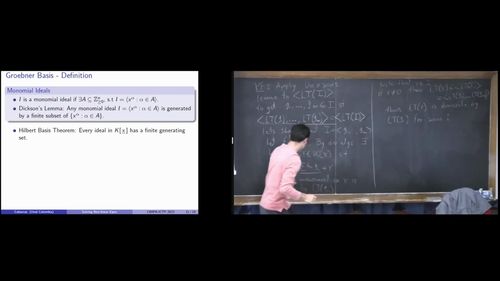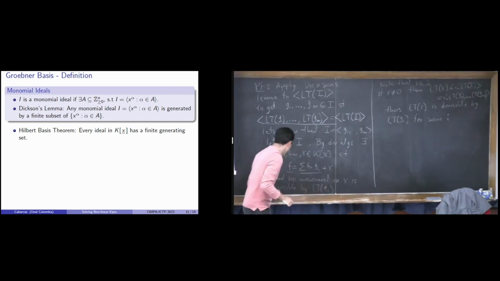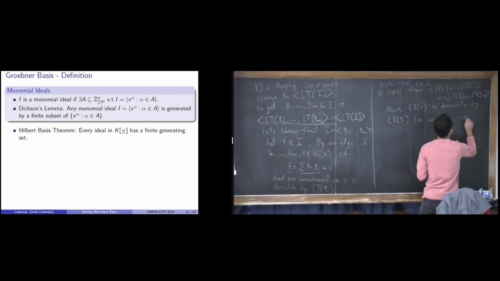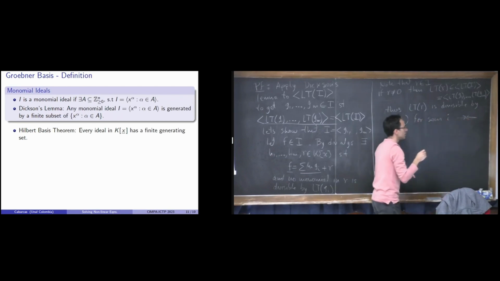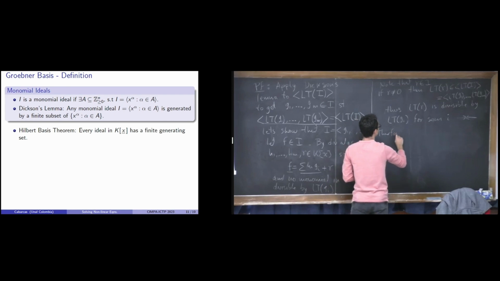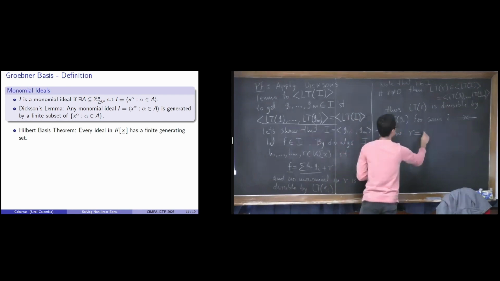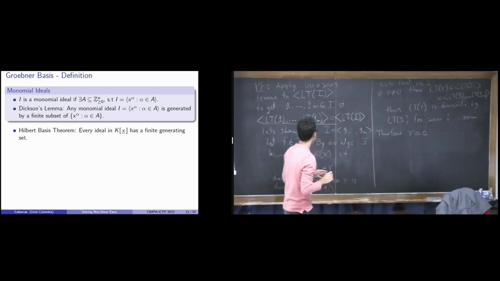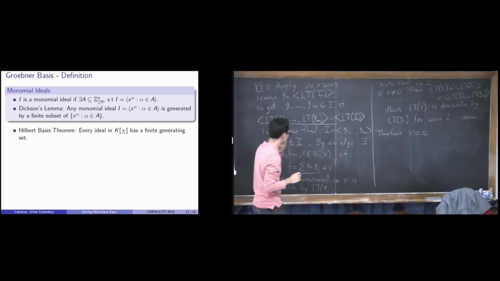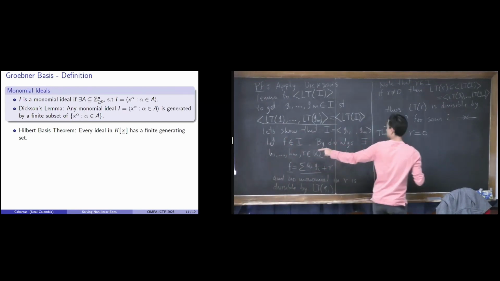And this contradicts that no monomial in R is divisible by any of the leading terms of the GIs. So R must be 0. And we're done. An arbitrary F is in the ideal.